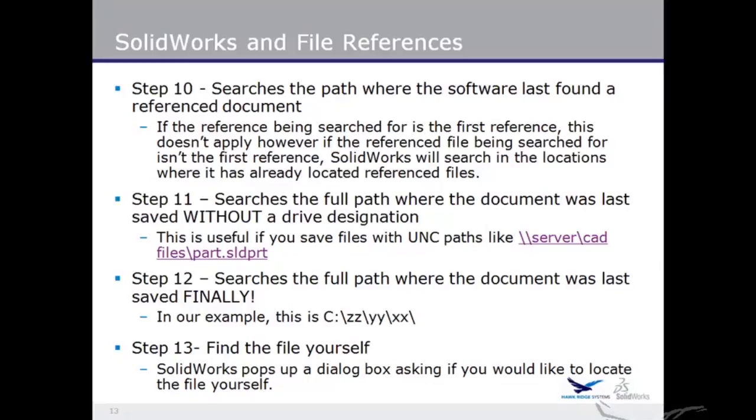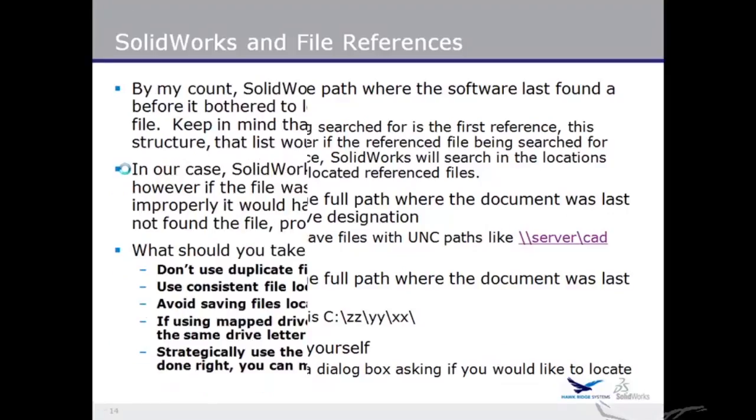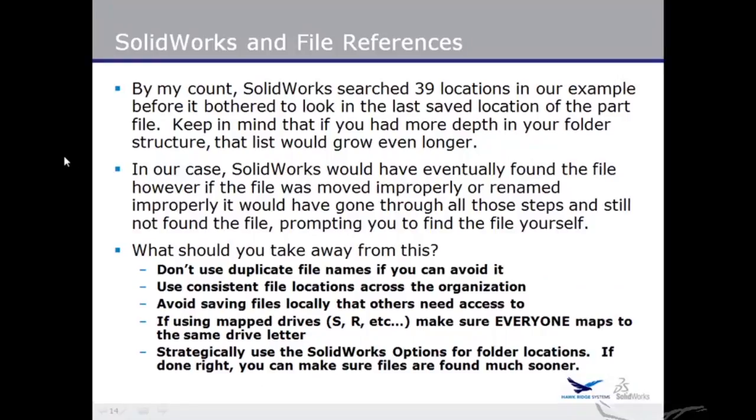And now the 13th step, and I'm sure everybody attending this webinar has seen it before, is that little pop-up box that says, hey, I can't find the file, I need you to find it yourself. We hit browse and we look for the file and it updates. That's when it's exhausted all its resources and it just needs you to figure it out. Okay, so how does this affect us? Well, if you look through this example I've done, I counted all the locations up and it is searching in 39 locations before it actually finds that bracket part.